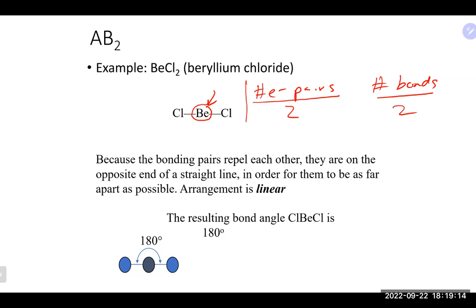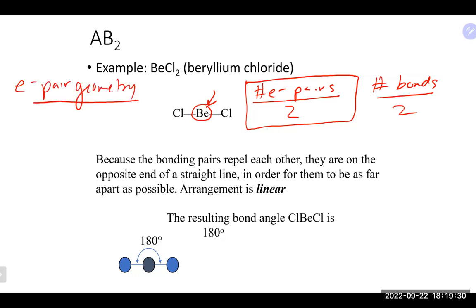The number of electron pairs that you count up when you look at your Lewis structure really is the thing that we use for the electron pair geometry. So something with 2 electron pairs, the electron pair geometry name would be linear. And basically 2 electron pairs and 2 bonds, the molecular geometry name would also be linear as well.